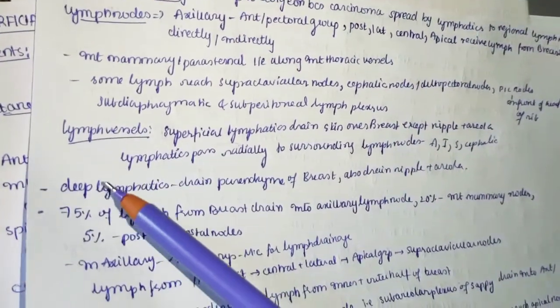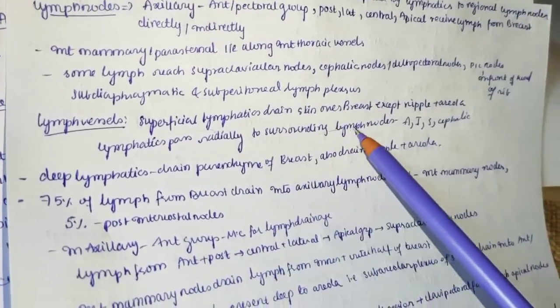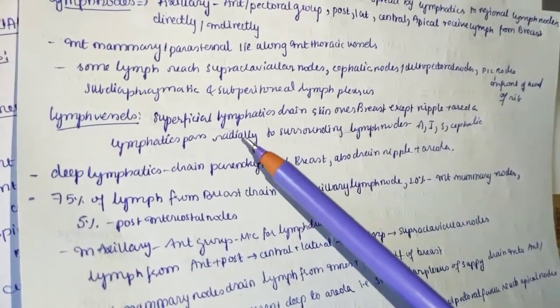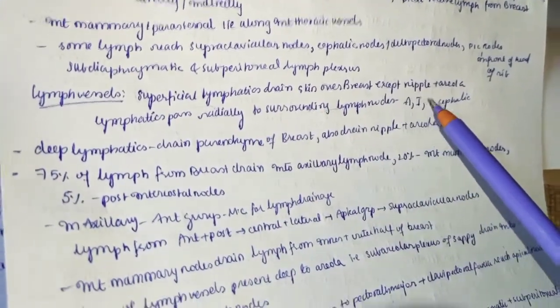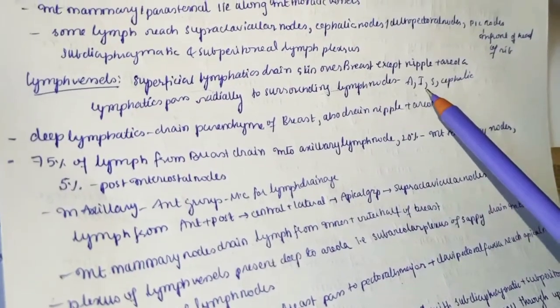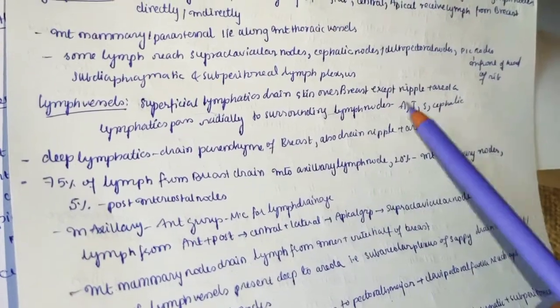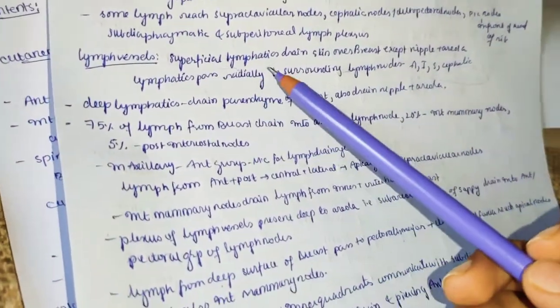Next, coming to this, lymphatics which pass radially to surrounding lymph nodes. Because of this, the lymph which is passing from here may go into either axillary or internal thoracic, or it may also go to the supraclavicular and also to the cephalic. So it has a chance to spread to these lymph nodes also. What is that? Superficial lymph nodes.